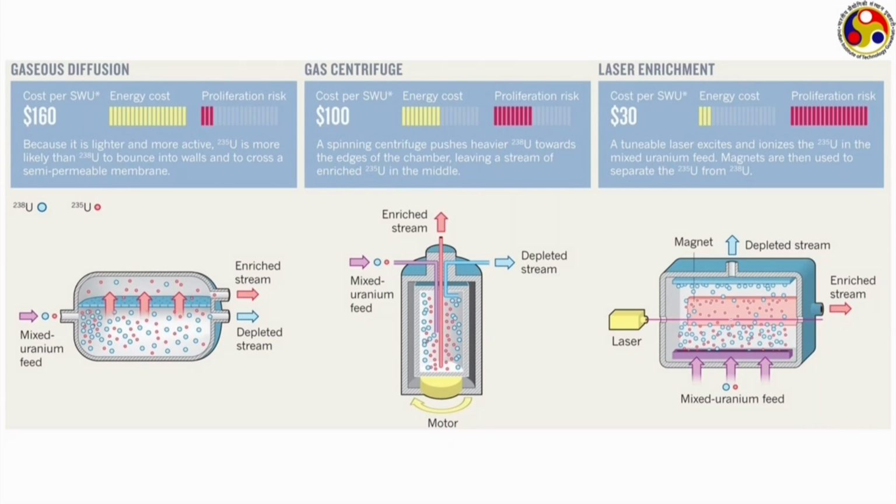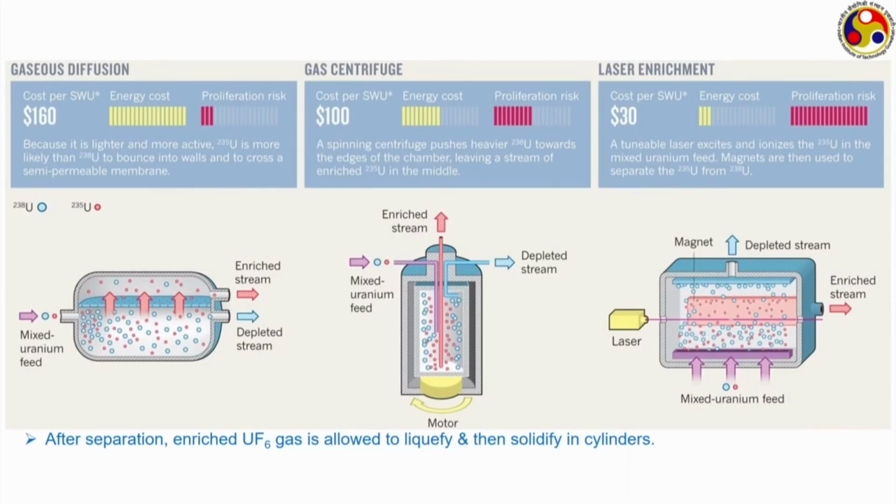The third one is laser enrichment. Gas centrifuge, by the way, is the technology which is used almost everywhere. Laser enrichment is a newer technology which is even cheaper; the energy cost is extremely low. Here a tunable laser excites and ionizes the uranium 235 in the initial supplied mixture, and then a magnetic field is used to separate the uranium 235 from uranium 233. I do not want to discuss much about laser enrichment, because it is still under research and yet to go for any kind of commercial application.